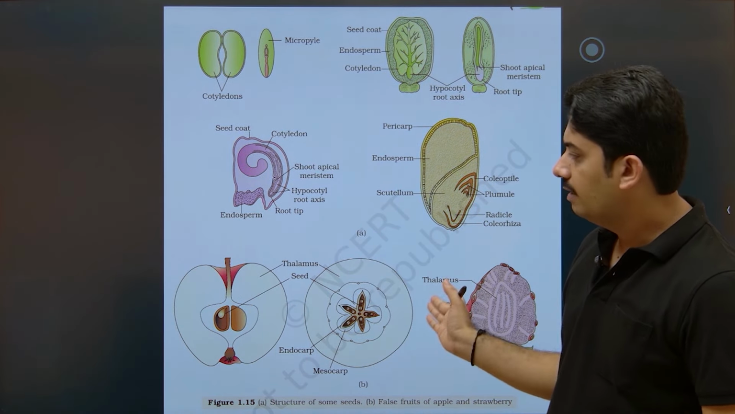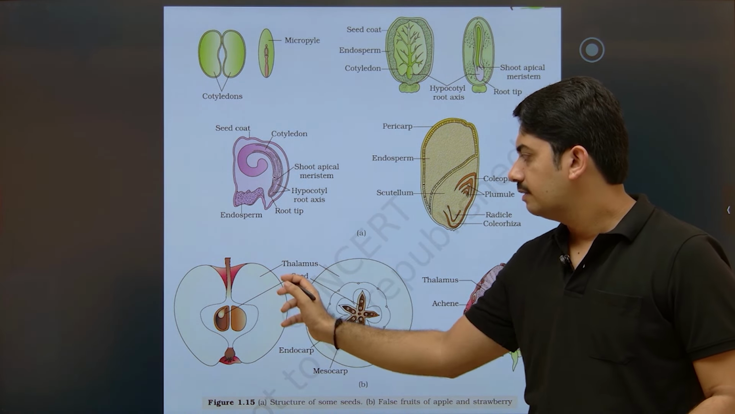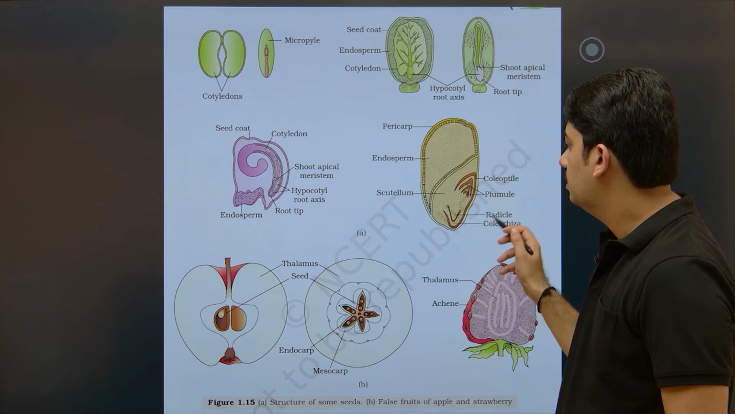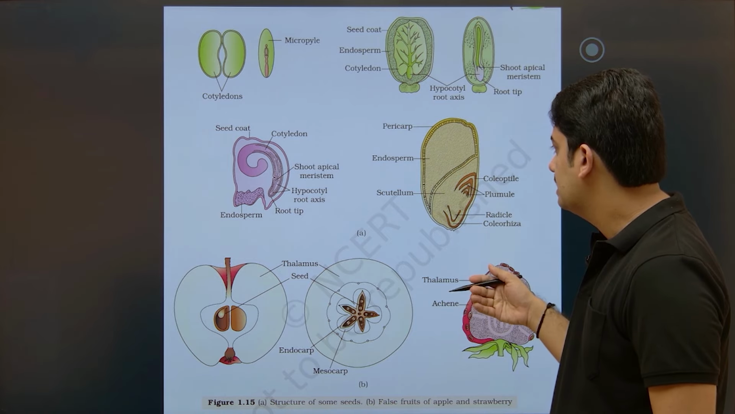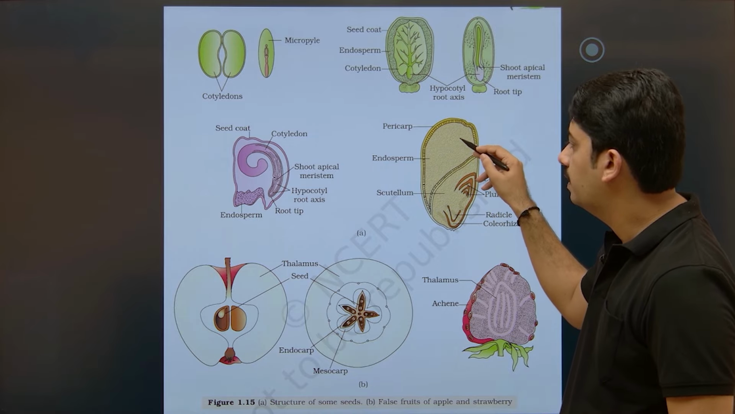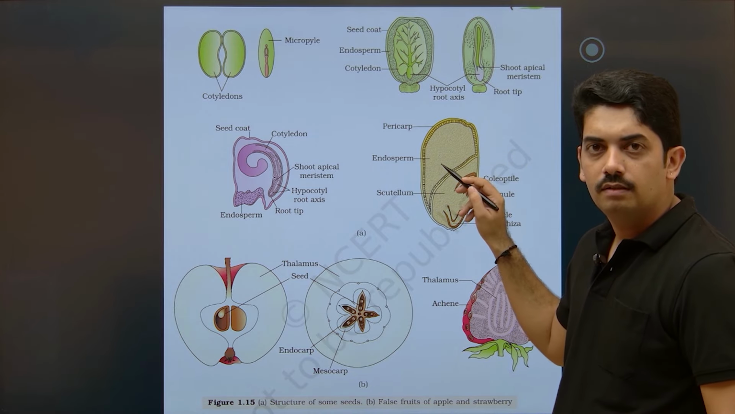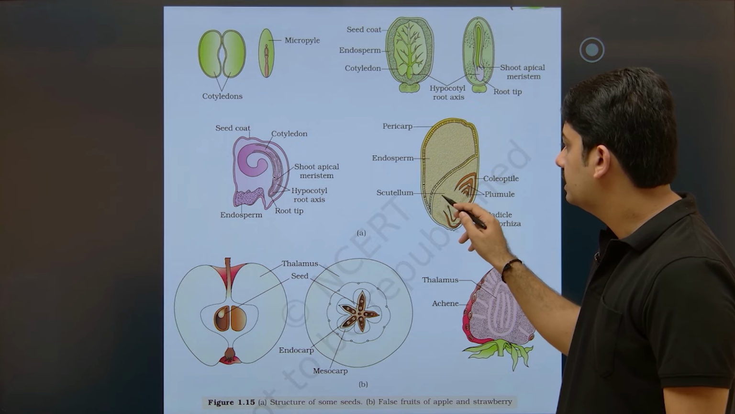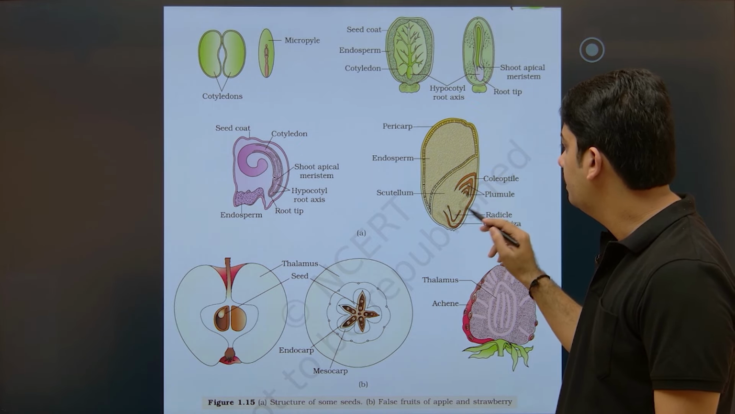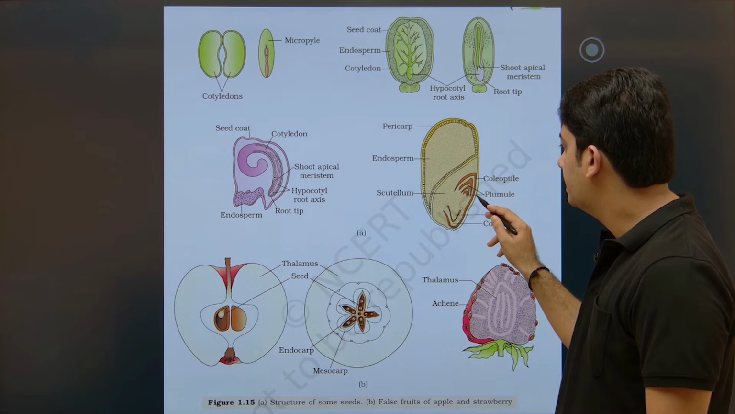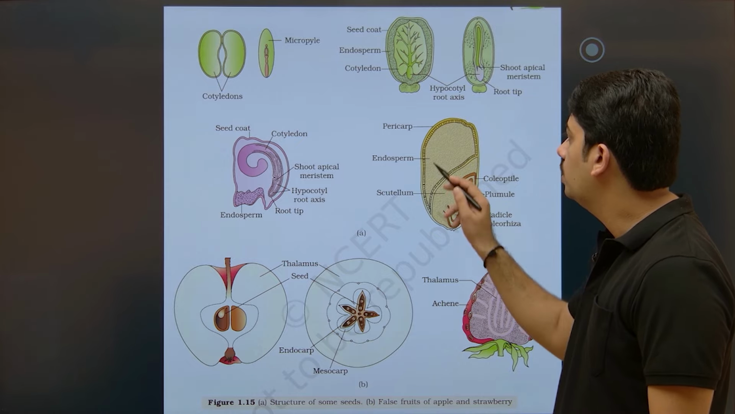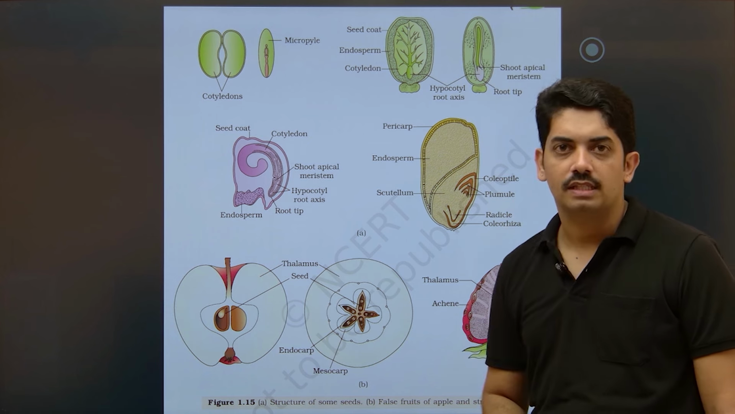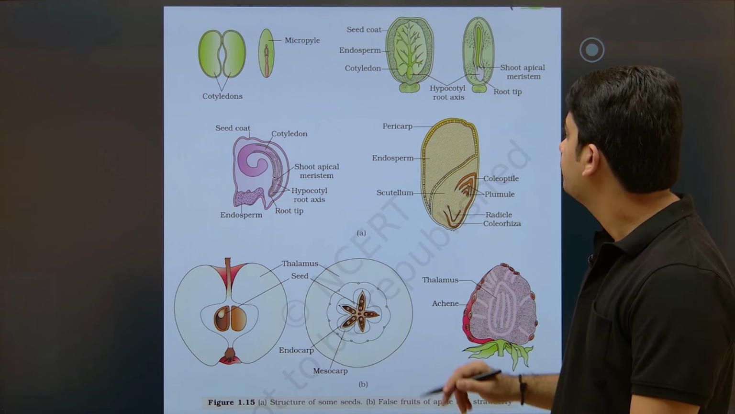Here are some examples. You can see this is the thalamus in the case of apple, and this is one monocot seed vertical section. Here you can see the endosperm. So the maize seed is an example for endospermic seed. This is the scutellum, single cotyledon, and here you can see coleoptile, plumule, radicle and coleorhiza. What is this pericarp actually? Proteinaceous layer, that is pericarp.